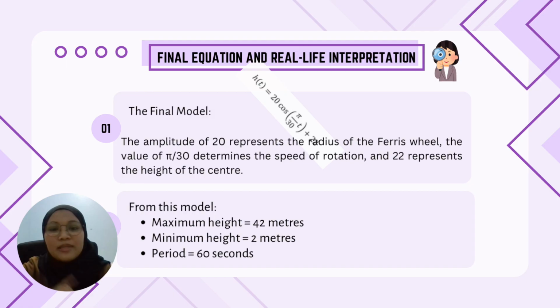From this model, the maximum height reached by the passenger is 42 meters, while the minimum height is 2 meters above the ground. The model also shows that the Ferris wheel completes one full rotation in 60 seconds, which reflects the actual motion of the system. Therefore, this mathematical model accurately represents the real-life behavior of the Ferris wheel and provides a clear understanding of how the height changes over time.